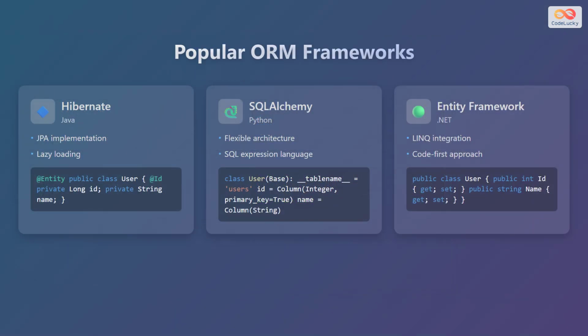Many ORM frameworks are available. Let's explore some popular ones. First is Hibernate, a widely used Java framework that implements the Java Persistence API, or JPA. It offers features like lazy loading and object caching. Second is SQLAlchemy, a flexible Python framework that supports SQL expression language. Last is Entity Framework, a powerful option for .NET developers, offering LINQ integration and a code-first approach.